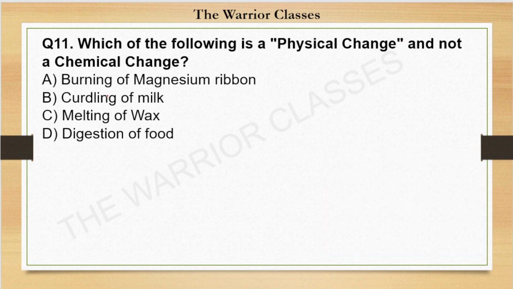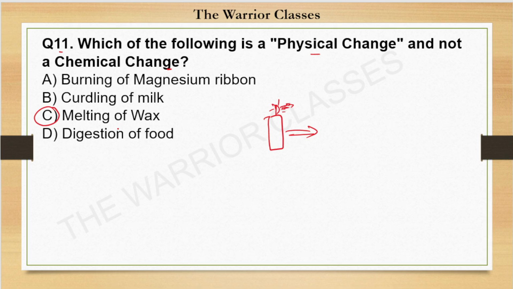Now next question. Question number 11 here is, which of the following is a physical change and not a chemical change? Option A, burning of magnesium ribbon, B, curding of milk, C, melting of wax, or option number D, digestion of food. So correct answer of the question will be option number C, melting of wax. It is a change of state, solid to liquid. But when the candle's wick is burning, it is a chemical process, but when the wax goes from solid to liquid, it is a physical change only.